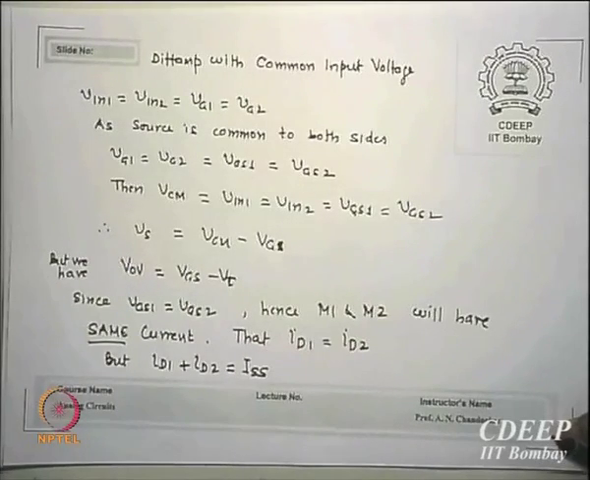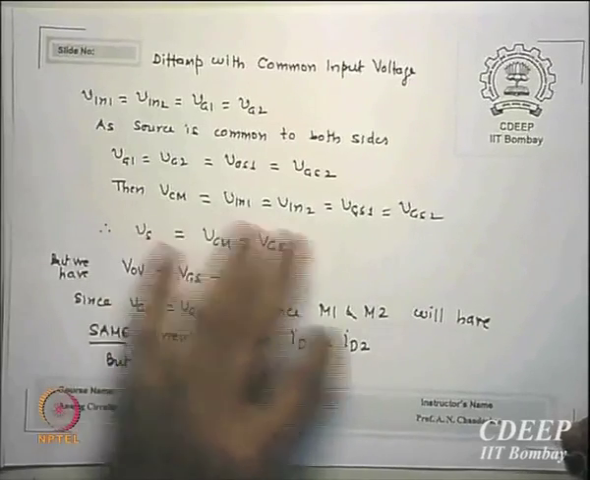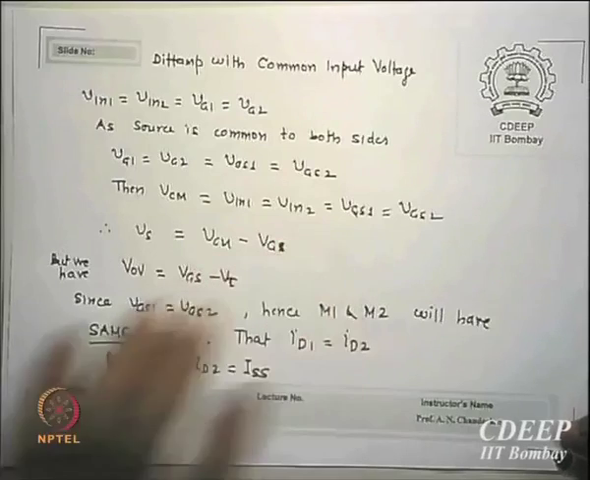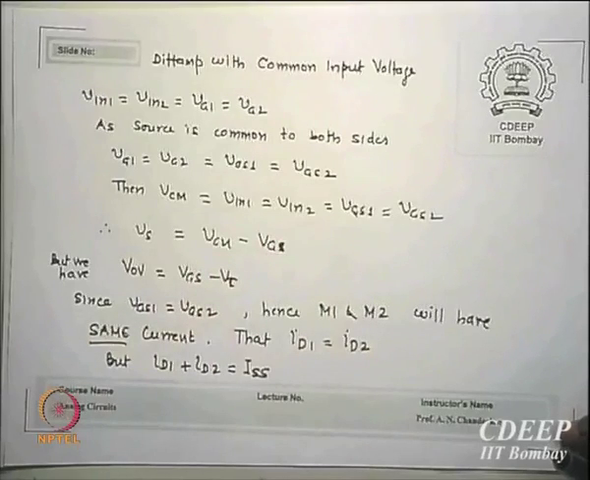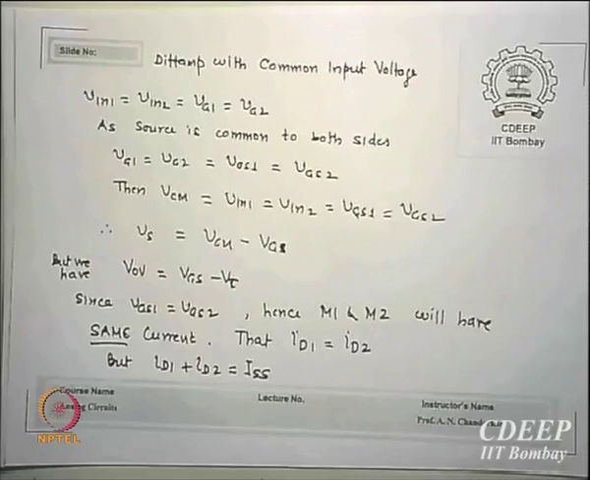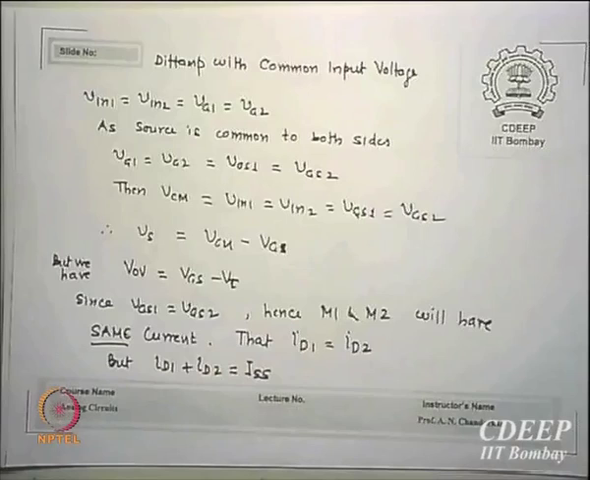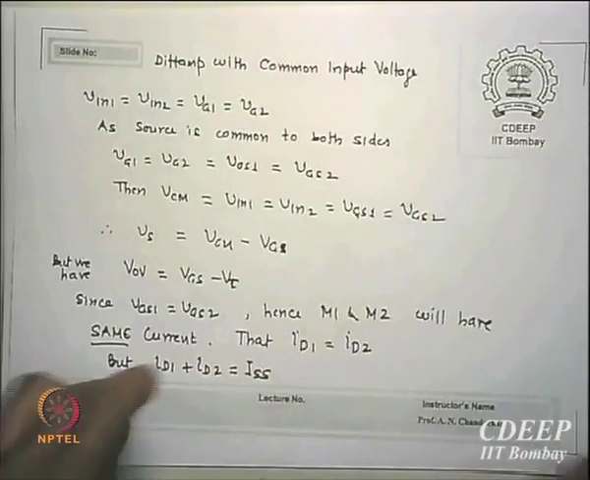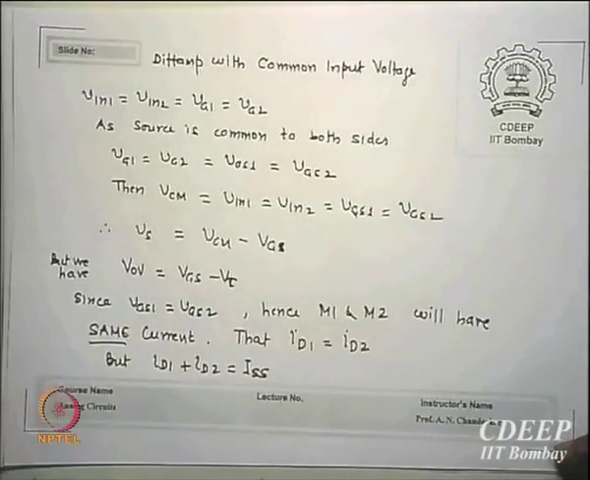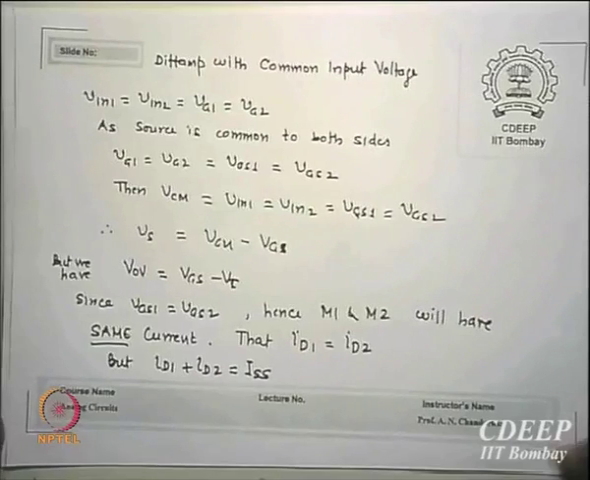But even if they are not equal, please take it that here they are equal. Even if VIN1 is not the same as VIN2, one may have a larger current than the other, but the net current will be how much? ISS, because that is what you fixed. So the sum of ID1 plus ID2 will always be equal to ISS. If they are equal, each will be ISS by 2; if not equal, one will have a larger value than the other. This is what the diff-amp allows.